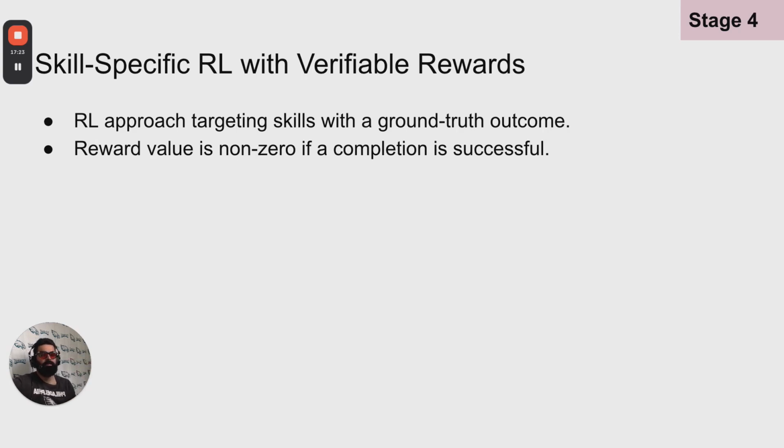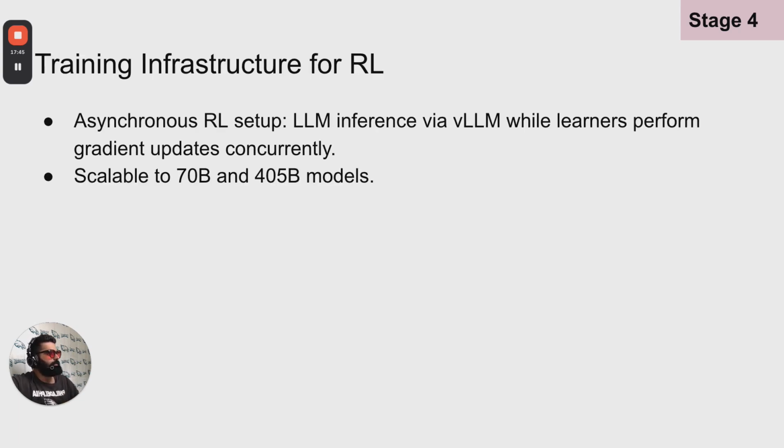So something that can be verifiably correct or incorrect, such as a math answer or a certain constraint that the model needs to follow given the instruction. The reward value that comes out of a reward function, not a reward model, is non-zero only if the completion is successful. Otherwise, the reward value is 0.